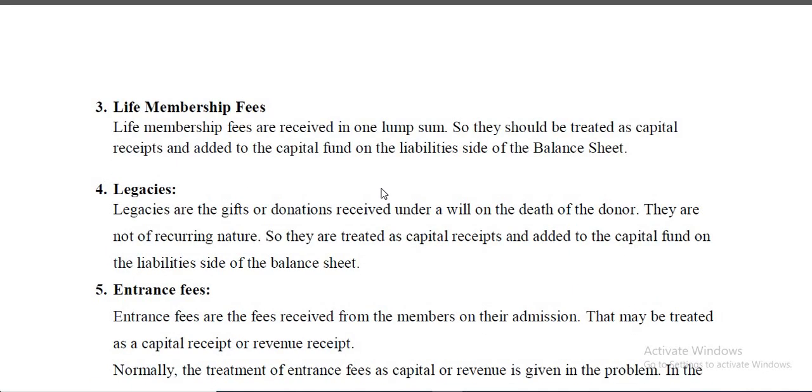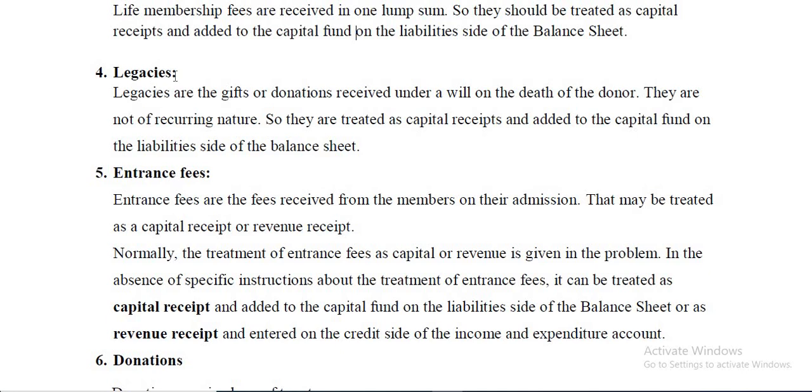Okay, and now let us move on to the membership fees. Membership fees are received in one lump sum at a time, so they are to be treated as capital receipts and added to the capital fund on the liability side of the balance sheet. Legacies, I already told you, are gifts or donations received under a will on the death of the donor. The donor may write the will and register it before his death, and as per that, a donation or gift might be received by a non-trading concern, and that is of non-recurring nature. Therefore, they are treated as capital receipts and added to the capital fund on the liability side of the balance sheet.